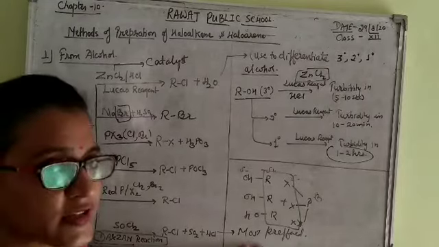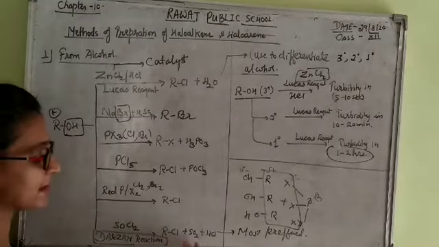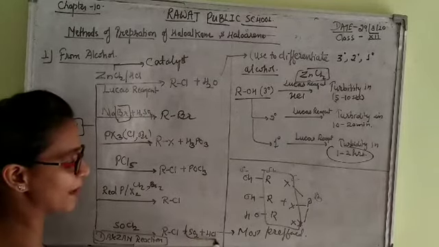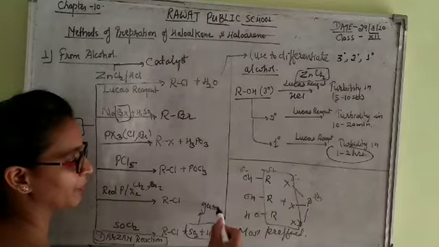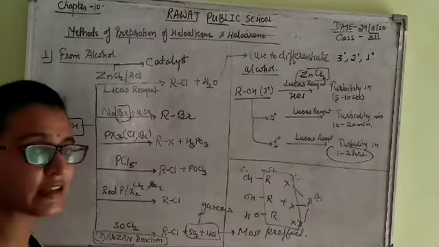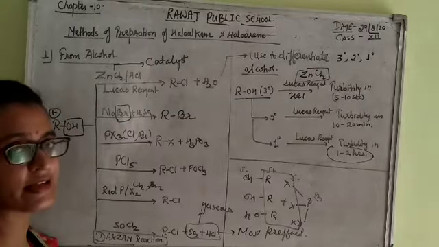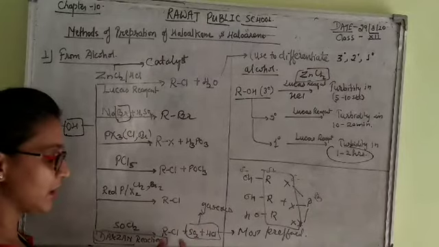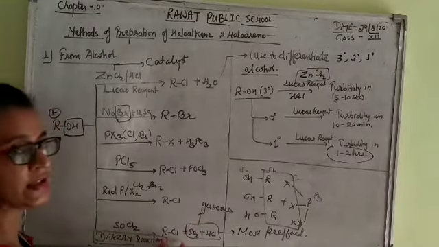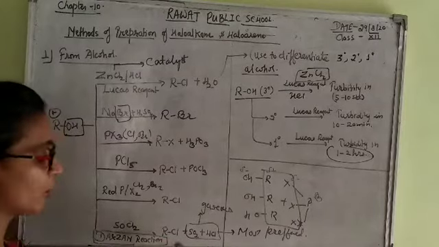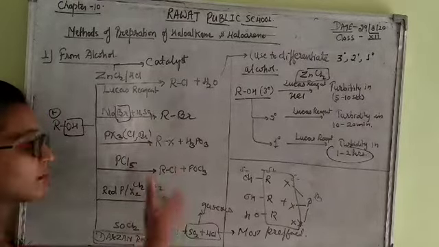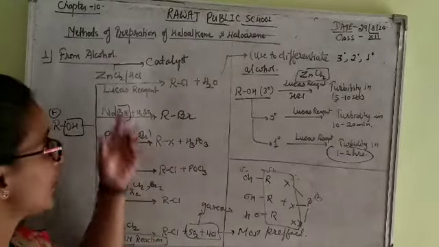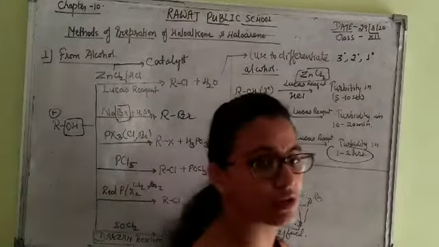Why is it the most preferred reaction? Because in this reaction you can see there is a formation of sulfur dioxide and HCl. Both these byproducts are gaseous in nature. If they are gaseous, it means they easily escape from the reaction. Removing these gases is very easy, and by removing these gases we can easily obtain the haloalkanes or chloroalkanes in this particular reaction. So out of all these methods, this one is the most preferred method for the preparation of haloalkanes.